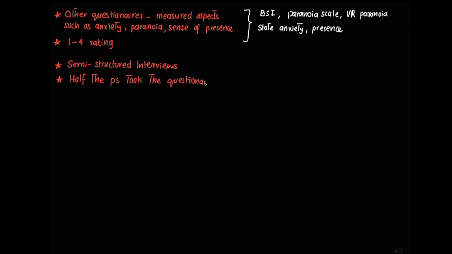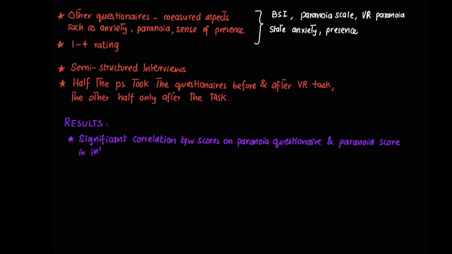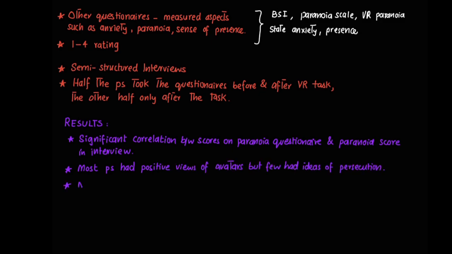Half of the participants, an even number of males and females, took the questionnaires before the VR task as well as once again after, whereas the other half took it only after the task. The results tell us that there was a significant correlation between scores on the paranoia questionnaire and the paranoia score in the interview. Most of the participants had positive opinions of the avatars, but a few had ideas of persecution.